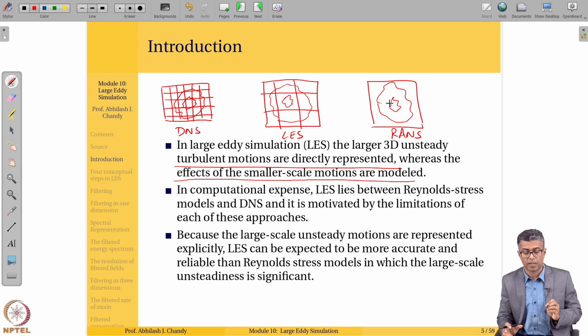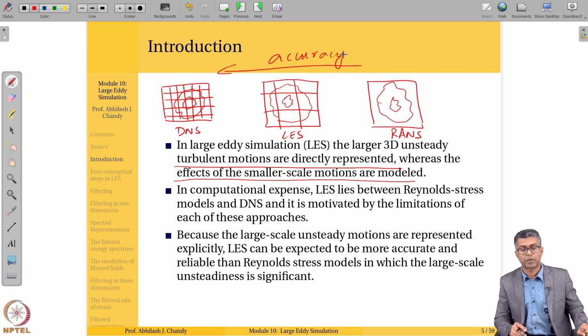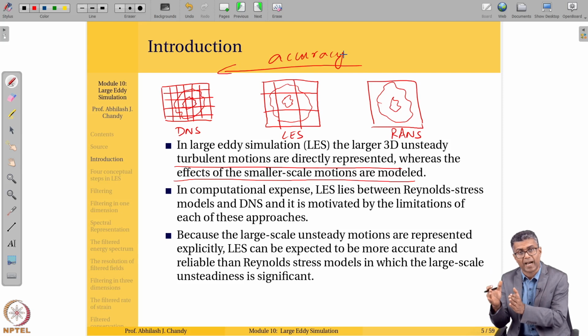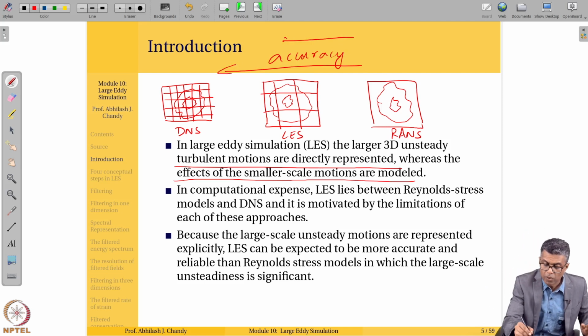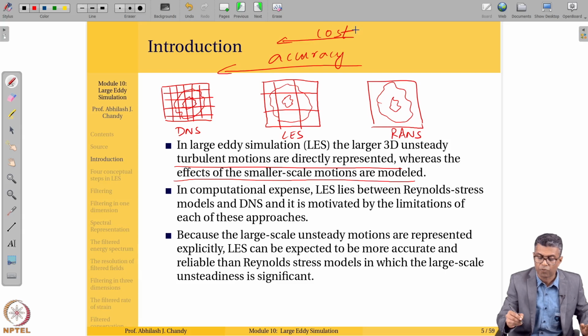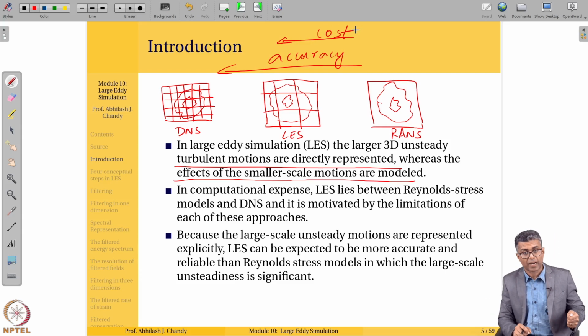So what you're seeing here is the accuracy will increase. Obviously, the accuracy will increase as I go from RANS to LES to DNS. The cost will also increase as I go from RANS to LES to DNS. Well, to pay for the accuracy, you will need to spend more, and that is where the computational cost comes in. What I mean by cost is computational cost.